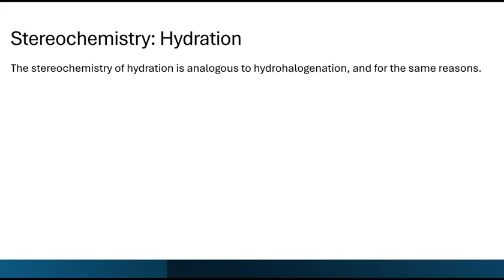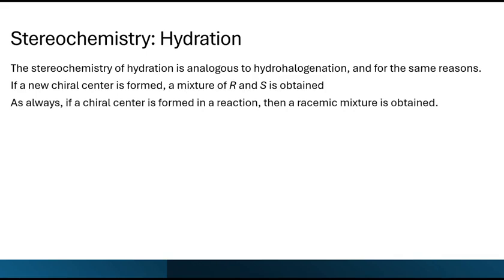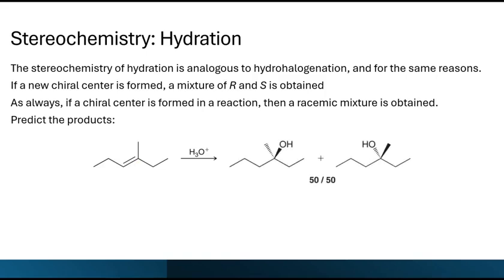Stereochemistry of hydration. The stereochemistry of hydration is analogous to hydrohalogenation and for the same reasons. If a new chiral center is formed, we will get a mixture of R and S. As always, if a chiral center is formed in a reaction, a racemic mixture is obtained. Let's predict our products. If we have the formation of a chiral center, and we will when OH adds here to this carbon following Markovnikov addition, we're going to get both the R and S at this carbon of the alcohol. And we're going to get it in a 50-50 mixture.